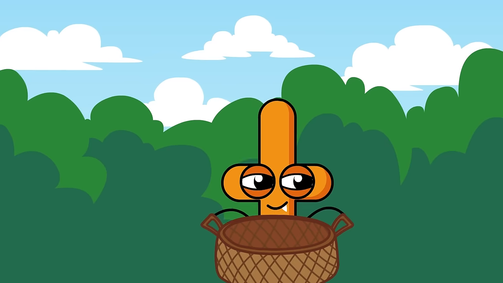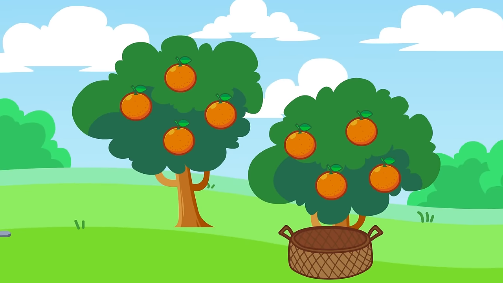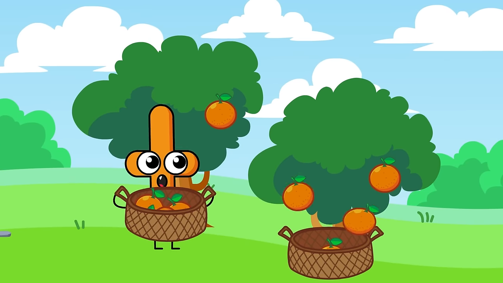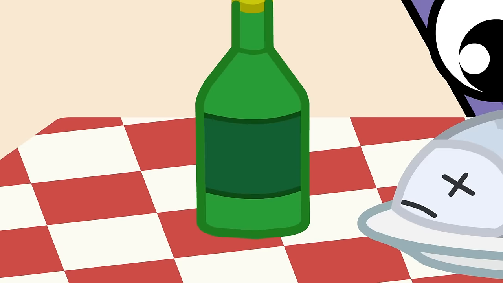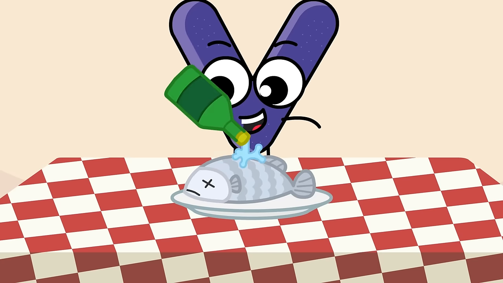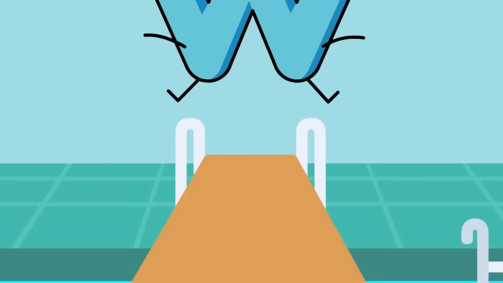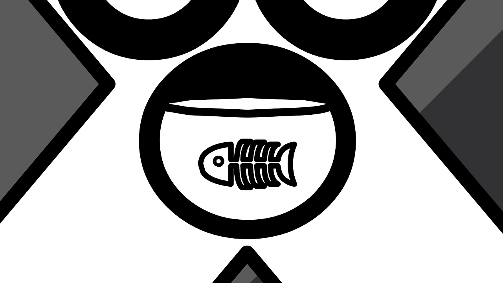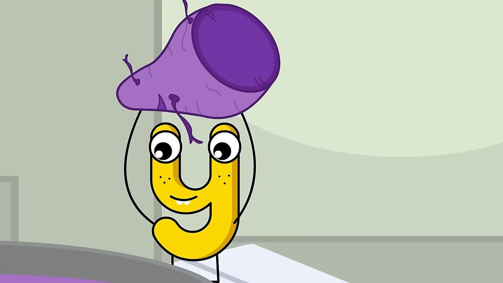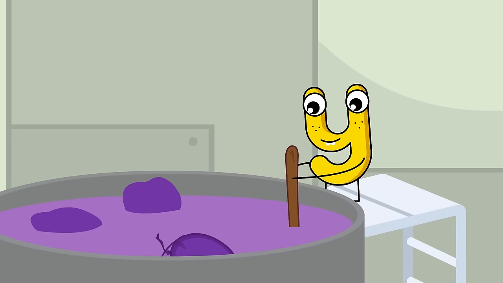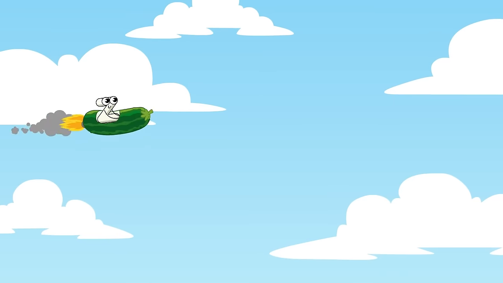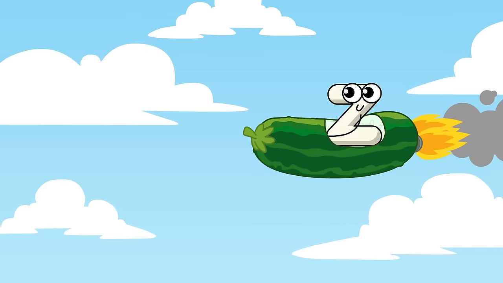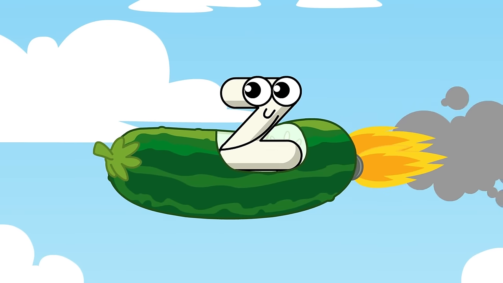Where is T? Tangerine. Where is letter U? Where is letter V? Vinegar. Where is letter W? Water. Where is letter X? X-ray fish. Where is Y? Yams. Where is Z? Zucchini.